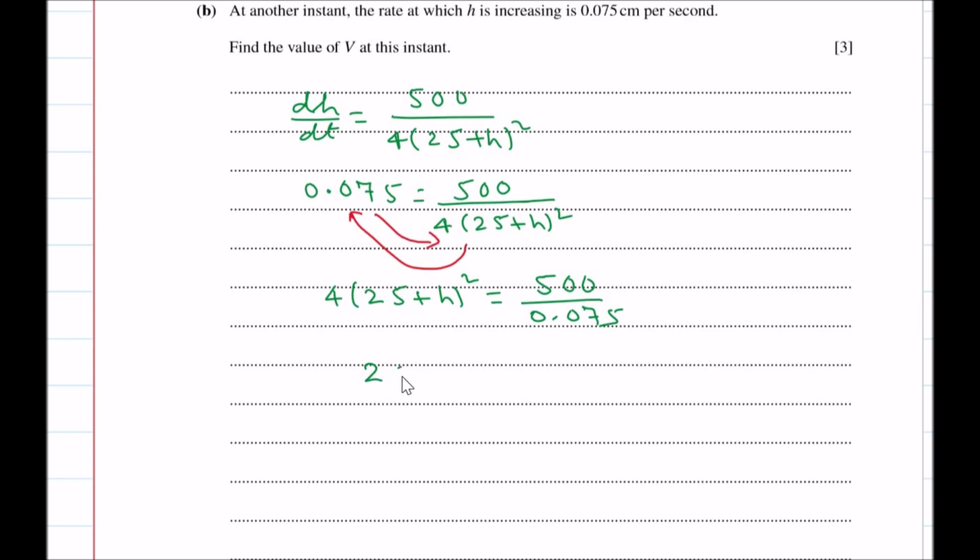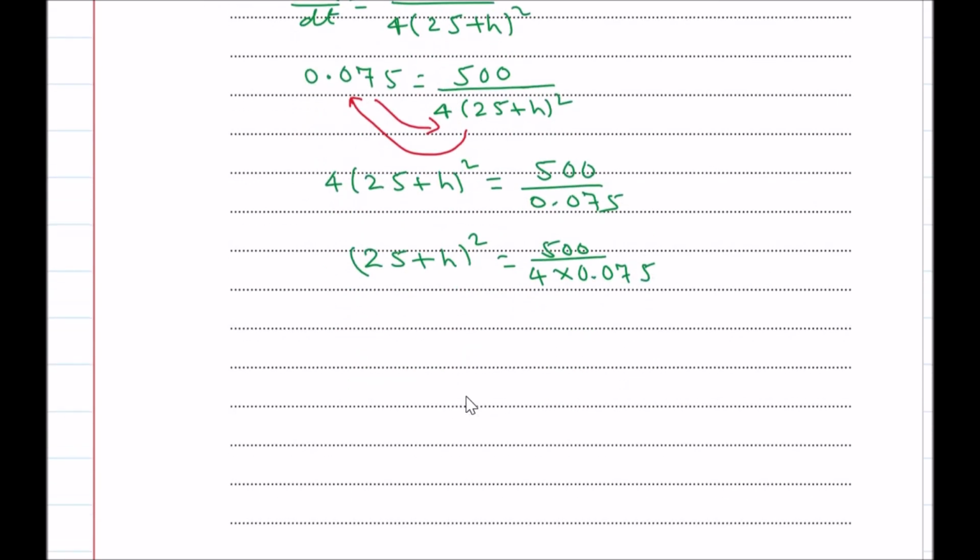So 25 plus h whole square is equal to 500 divided by 4 times 0.075. Okay. So that gives us 500 divided by 0.3.